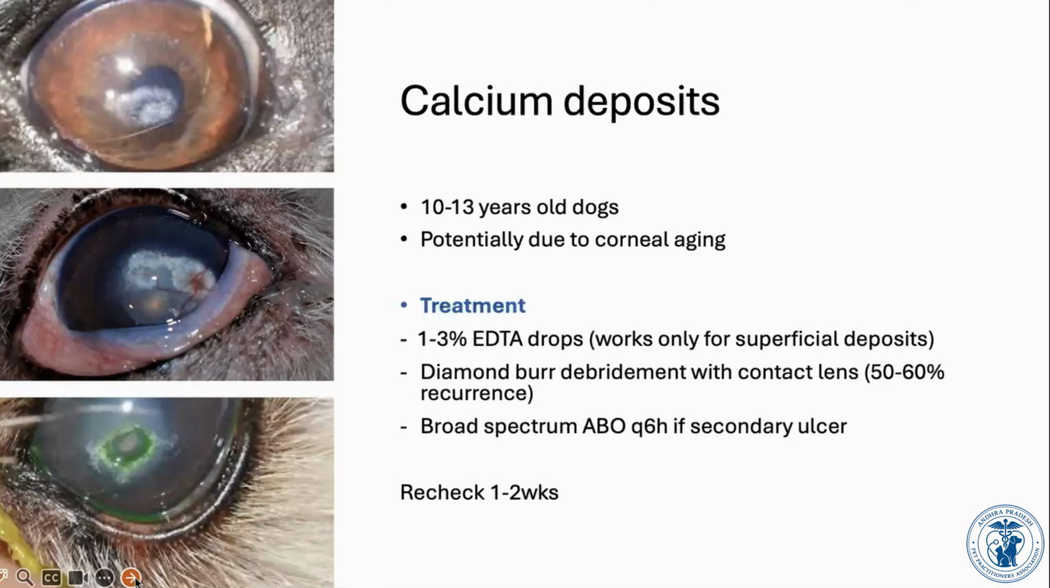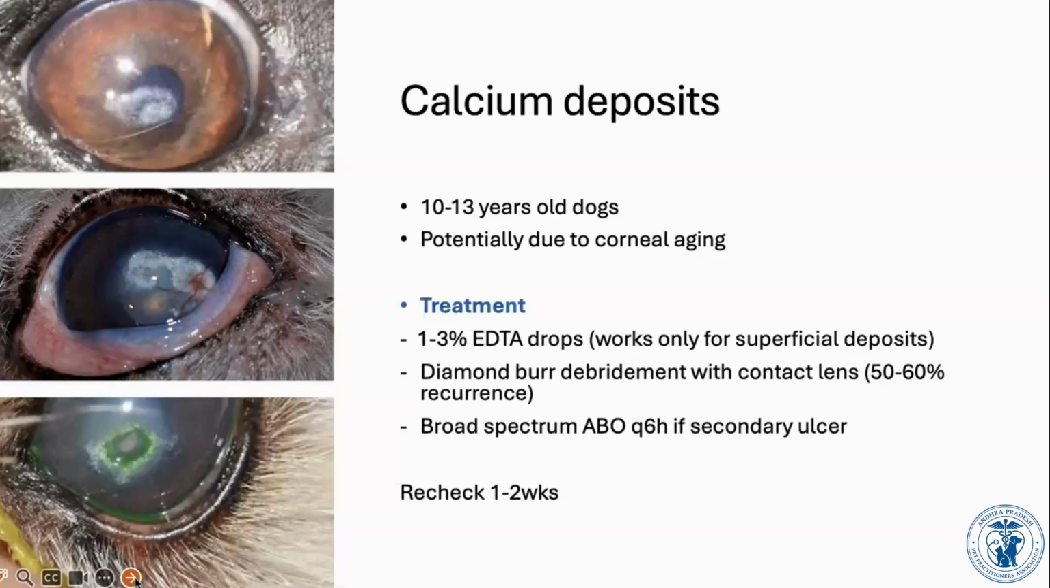It will be really irritating for them to have EDTA. And we can use EDTA drops every 4 to 6 hours for a few days. If it is a milder one, like a 1% EDTA drop, it won't be that effective. So usually I would always try to keep it at the 3% concentration. And it always works for superficial deposits. If the deposits are long standing and very deep, extending to the stroma, such drops usually don't work that well.